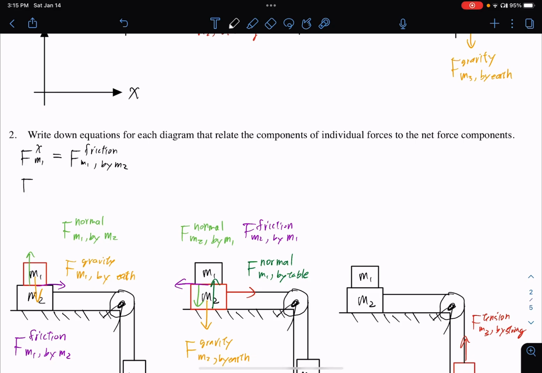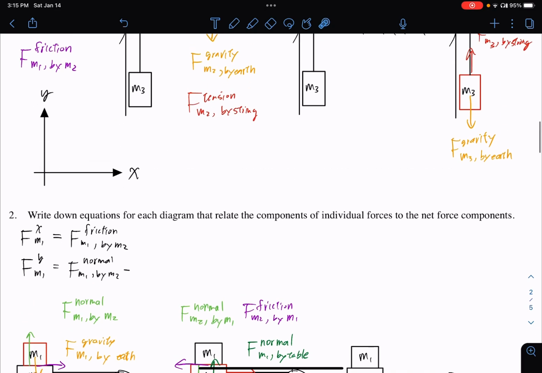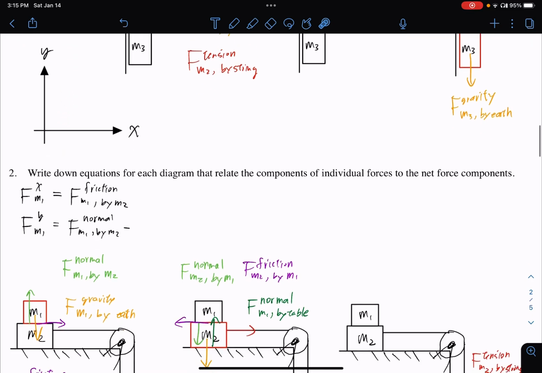For the y direction, it's going to have a gravity pointing downward and a normal force going upward. So for M1, the net force in the y component is going to be the normal force and the gravity. Because gravity is pointing downward, and we choose upward as the positive y direction, the force going downward will give us a negative component. So gravity will be negative when added into the net force. This is what the y component of the net force on M1 looks like.